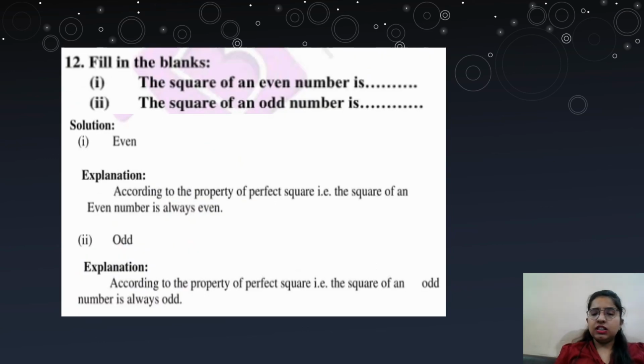Getting? These are the fill-ups. Let's start. First fill-up: square of an even number is, obviously this is a property, square of an even number is even. Square of an odd number is odd. These are properties only, right?